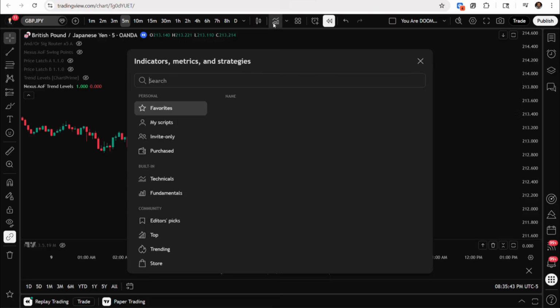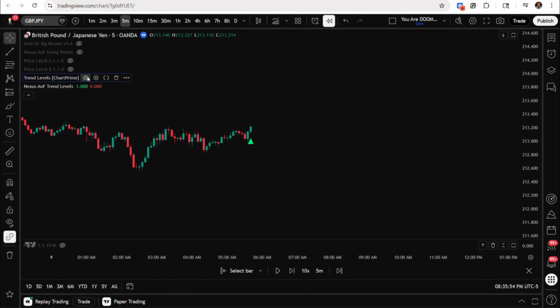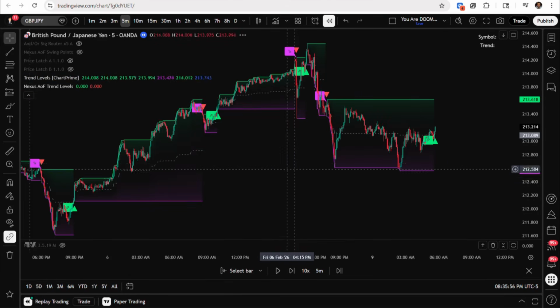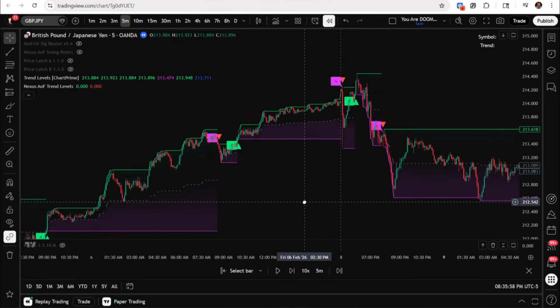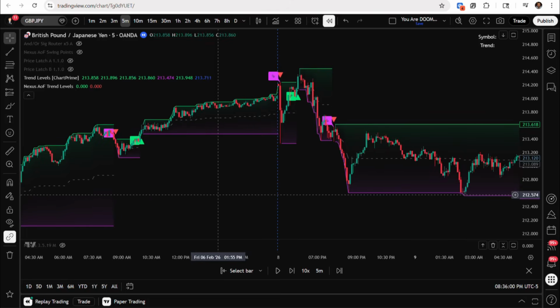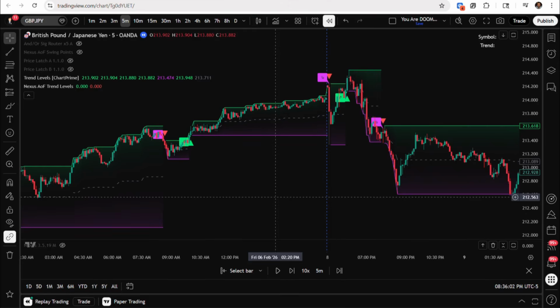And that indicator that we have on screen is going to be the trend levels indicator, this one right here. Go ahead and click on that and add it to the screen. I'll go ahead and turn it on here so you can see. All right, there you go. So basically what we have is this indicator that's identifying trend levels, essentially.